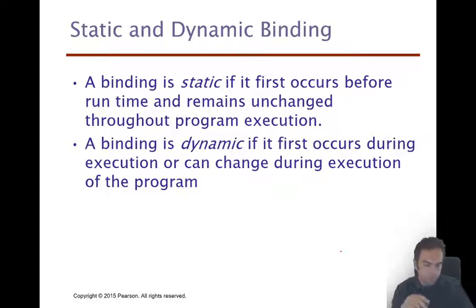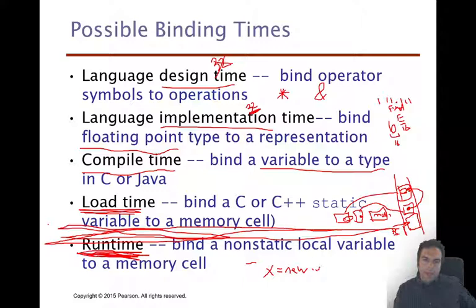But you've got language design, language implementation, compile, load, and run, right? So what are the 5 binding times? You should be able to come up with those. Now, broadly, as I said, there's a line that I drew, and anything above this line up here is called static. And anything below that line out here, you're going to see the word dynamic being used sometimes to refer to that.